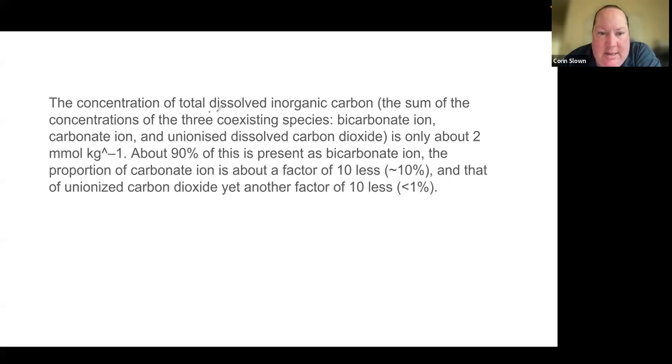So this idea of dissolved inorganic carbon, or DIC, is the sum of three species. So we have our bicarbonate ion, that's HCO3 minus. Our carbonate ion, that's CO3 2 minus. And then our carbon dioxide, or CO2.